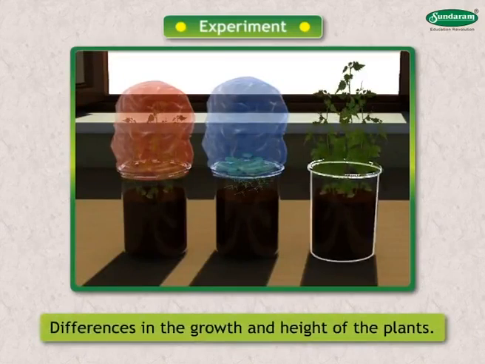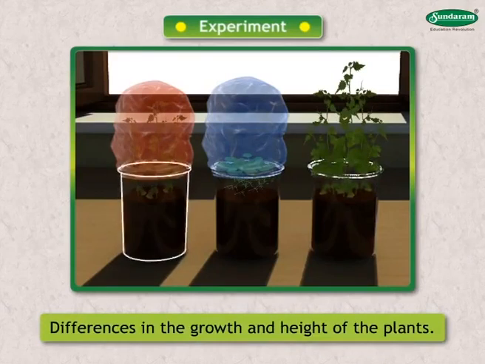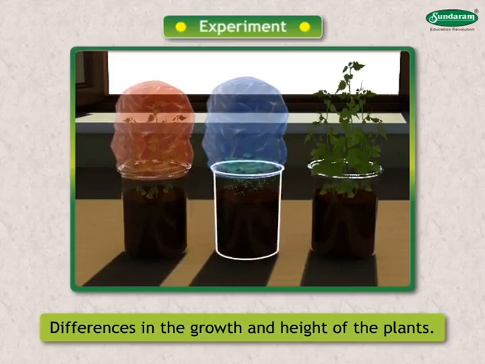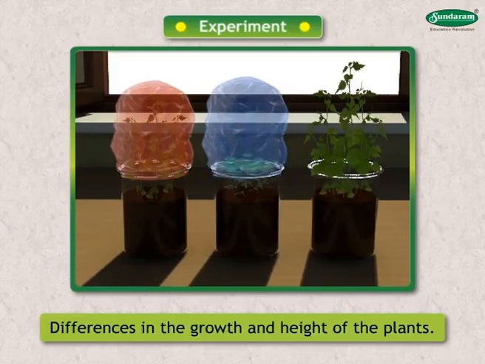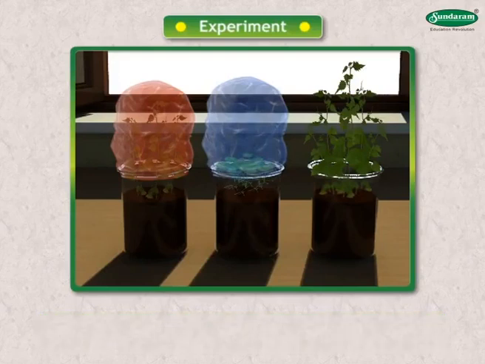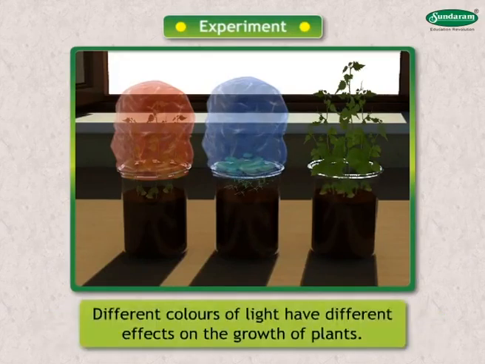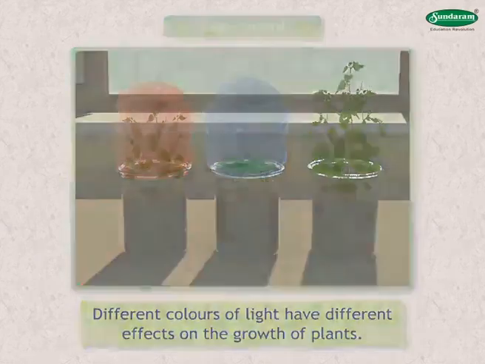In the beaker that was not wrapped, most seeds are seen to have grown well. In the beaker wrapped in red paper, you will see that only a few seeds have started growing, but those which have grown are tall. In the beaker wrapped in blue paper, many more seeds will be seen to have started growing, but these seedlings are somewhat shorter. This tells us that different colors of light have different effects on the growth of plants.